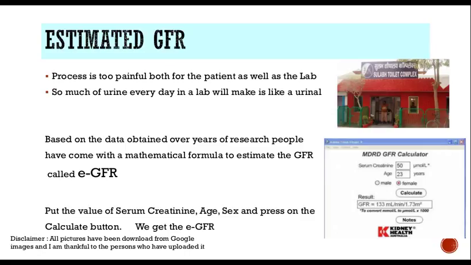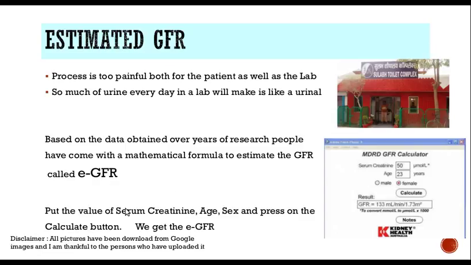Now, you can understand that if we do clearance studies, it involves collection of 24 hours of urine, and if we have to do so many tests a day, my laboratory will be nothing but a public toilet. So, based on data obtained over years of research, people have come out with a mathematical formula to estimate the glomerular filtration rate. This is called the eGFR, estimated glomerular filtration rate.